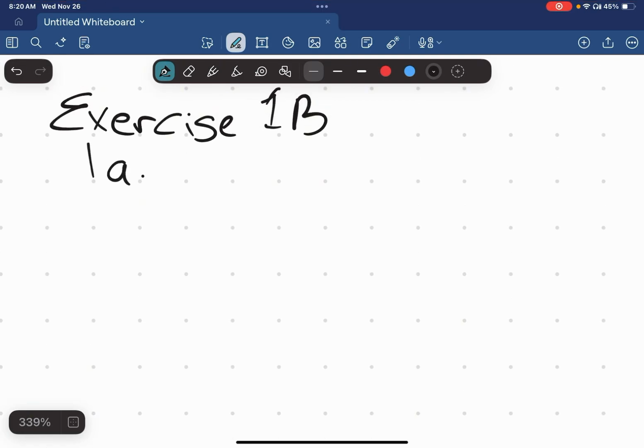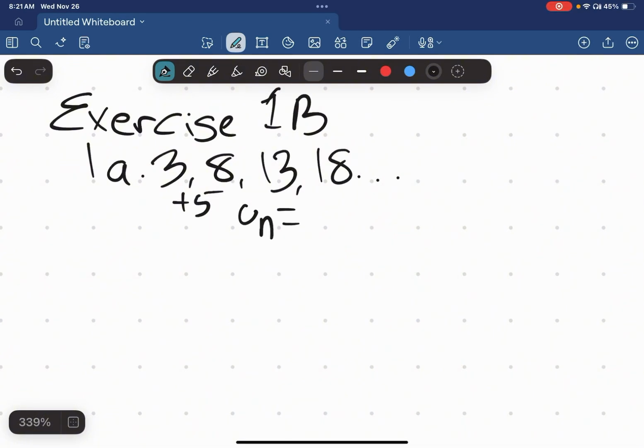This exercise is basically doing almost the same thing as the last video. We're introducing a couple of word problems. In 1A, we're finding the nth term of each of these sequences, which just means giving the general term. In 1A we have 3, 8, 13, 18, and so on, each increasing by 5. So our common difference is 5, and the general term is un equals u1, which in this case is 3, plus 5(n minus 1).